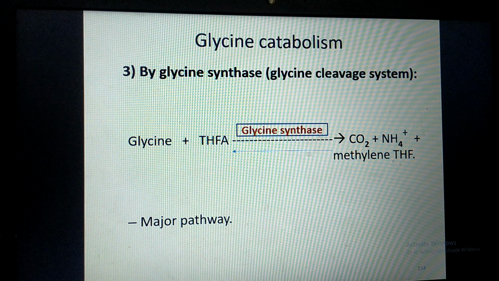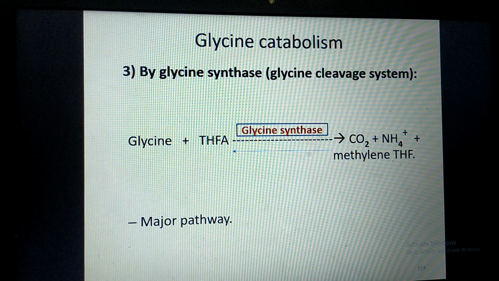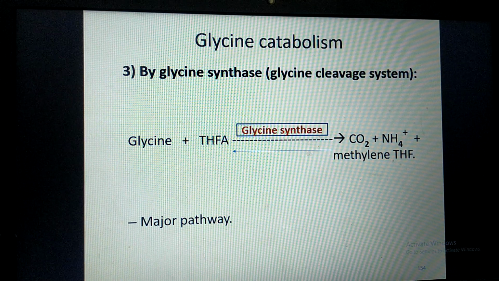The enzyme glycine synthase is also called the glycine cleavage system, and the coenzyme is tetrahydrofolic acid, which acts as an acceptor of the CH2 group present in the glycine. So this is the major pathway for breakdown of glycine.